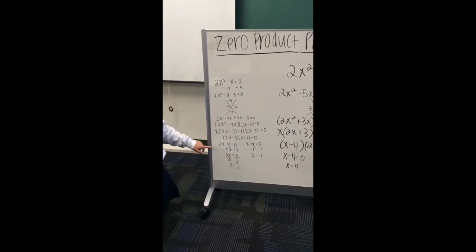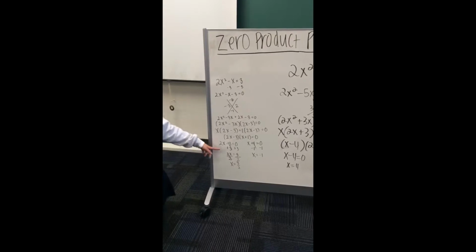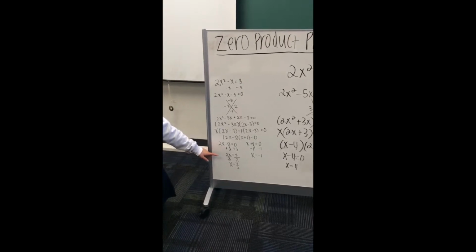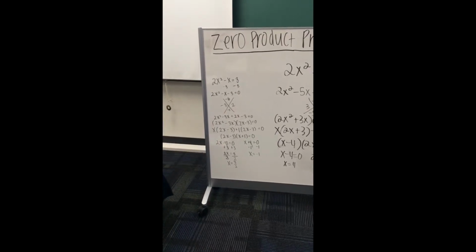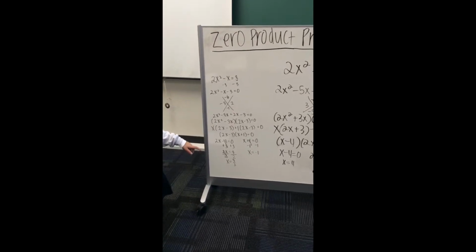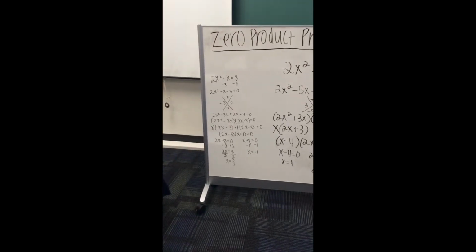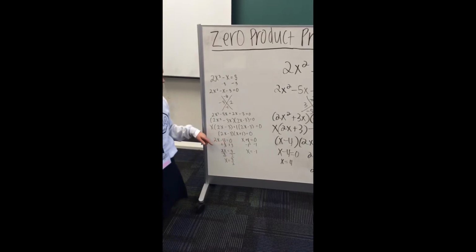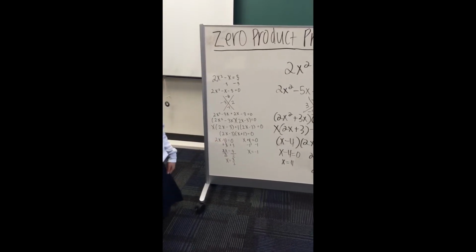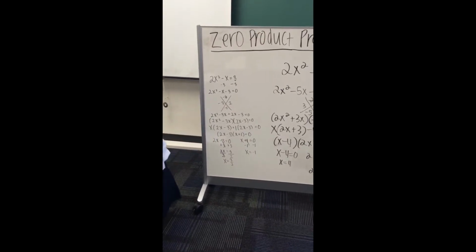And then for this one, you have to add 3 on both sides, so you get 2x equals 3. And then you divide it by 2, so your final answer is 3 over 2. And then for this one, you just get x plus 1 equals 0, and then you subtract 1 from both sides, and you get x equals negative 1.